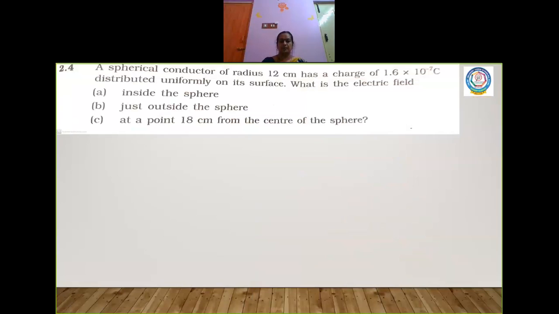Okay, so with this in mind, we are going to discuss one problem, which is a very simple problem. Let me read the problem. A spherical conductor of radius 12 centimeter. So R is 12 centimeter, or I can also write it as 0.12 meter. Then charge is given as Q is equal to 1.6 into 10 power minus 7 coulomb, distributed uniformly on its surface. What is the electric field inside the sphere?